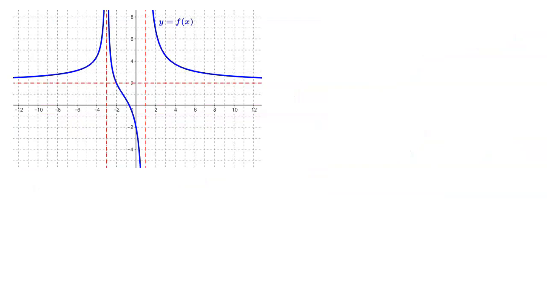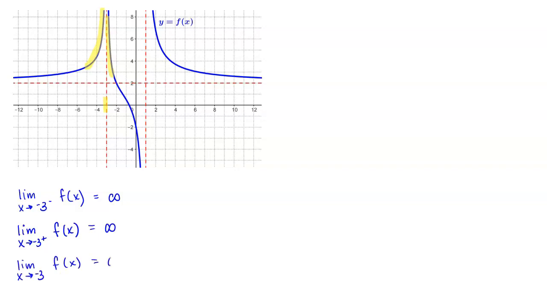So here's a function with a bunch of asymptotes. Let's begin by looking here where x equals -3. And we'll look at the limit as x approaches -3 from the left. And as x gets closer and closer to -3, y gets very large, so that limit is infinite. And if x approaches -3 from the right, the same thing happens. y gets very, very large, so that limit is also infinity. And when the two one-sided limits are the same, that's the value of the two-sided limit. So the limit as x approaches -3 is infinity.